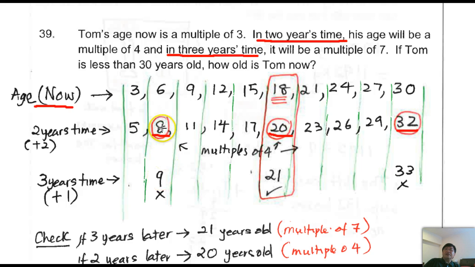Okay, so 8 plus 1 is 9. Is it a multiple of 7? No. This 21 plus 1, multiple of 7, yes. 32 plus 1 is 33. Is it a multiple of 7? No. So you have actually narrowed down to this, okay, as your final working. If it's 3 years time, he's 21. 2 years time, he's 20. And what is the question? How old is Tom now? Tom is 18 years. Let us double check.